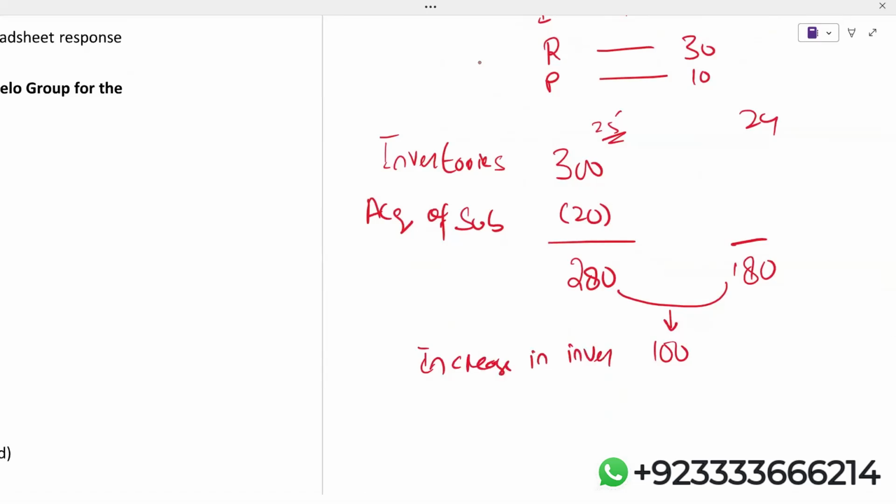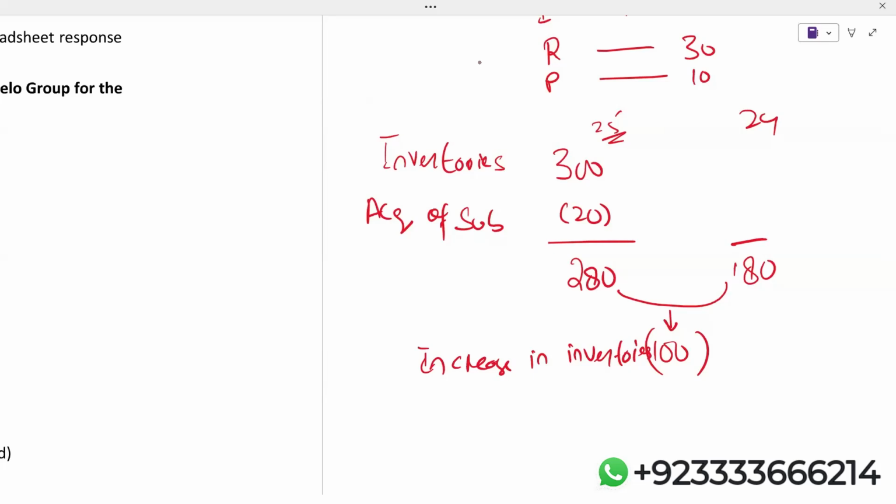Increase in inventories, I'll show this as an outflow. Why do we show this as an outflow? There are two understandings. You can take any one of them. One, more inventory means we have put more money into the inventory. We have invested more in the stock. That is why it is an outflow.